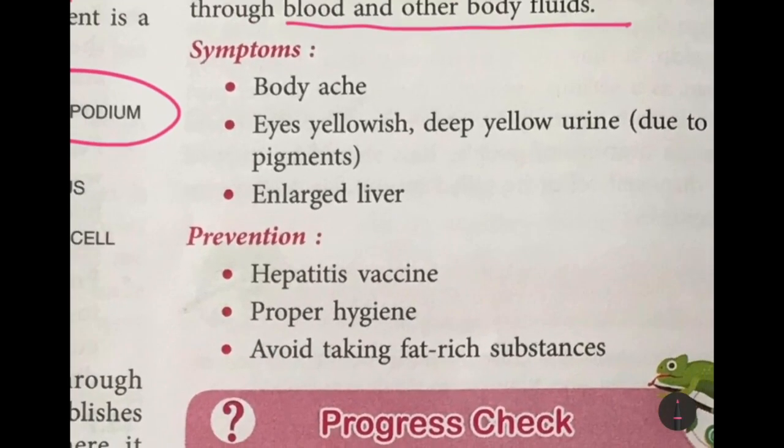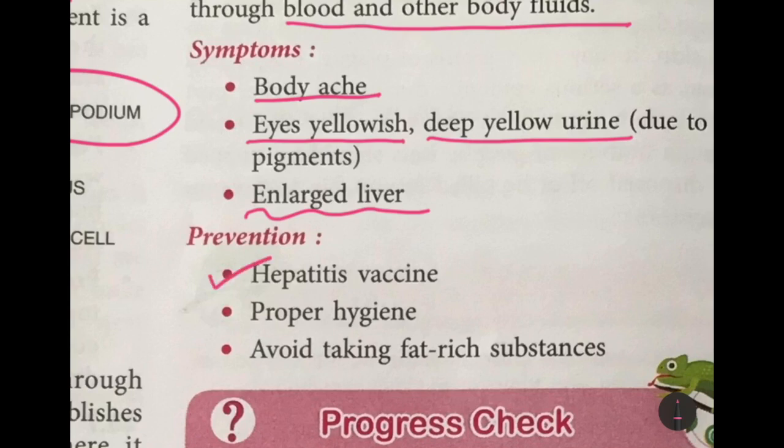So what are the symptoms of hepatitis? Body ache, eyes become yellowish, deep yellow urine because of the pigments, and the liver becomes enlarged, swollen up. How do we prevent hepatitis? There is a hepatitis vaccine, proper hygiene, that is drinking clean water, and avoid taking fat rich substances, because if you eat fatty food, it will go and affect your liver directly.